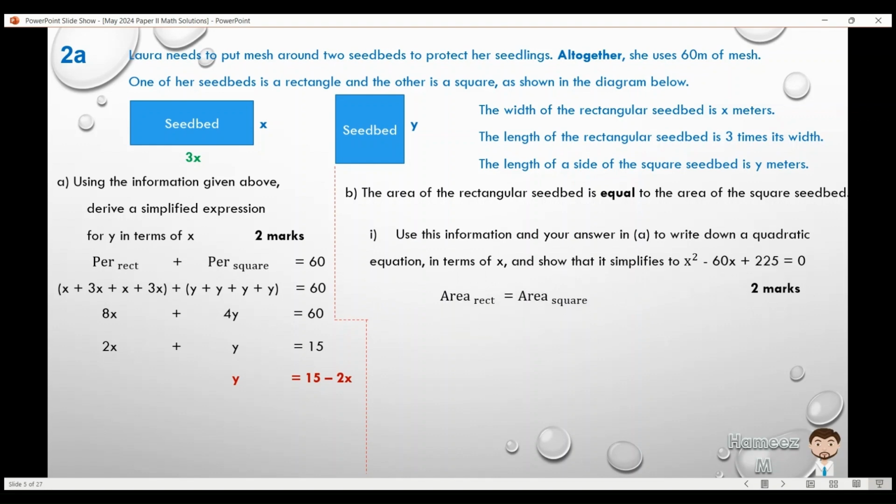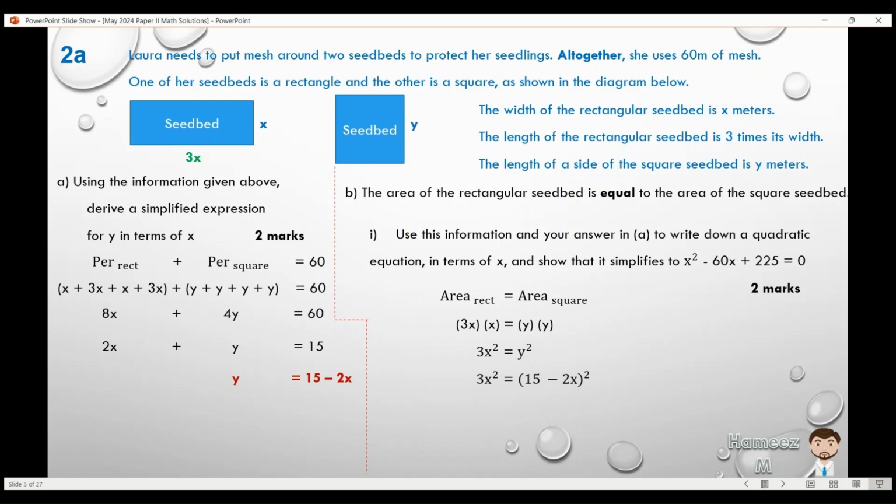Now we know the area of the rectangle is equal to the area of the square. And what's the area of a rectangle? Length times breadth. What's the area of a square? Length times breadth. So the area of the rectangle, length times breadth, will be 3x times x. And the area of the square is length times breadth, y times y. And we can substitute after we simplify. So we get 3x by x is 3x squared is equal to y squared. And by substituting for y from part A, we get 3x squared is equal to 15 minus 2x all squared.